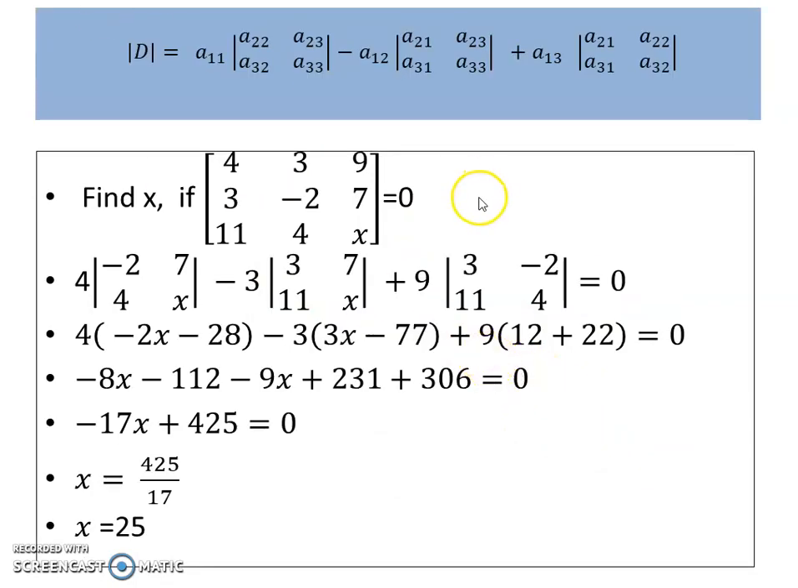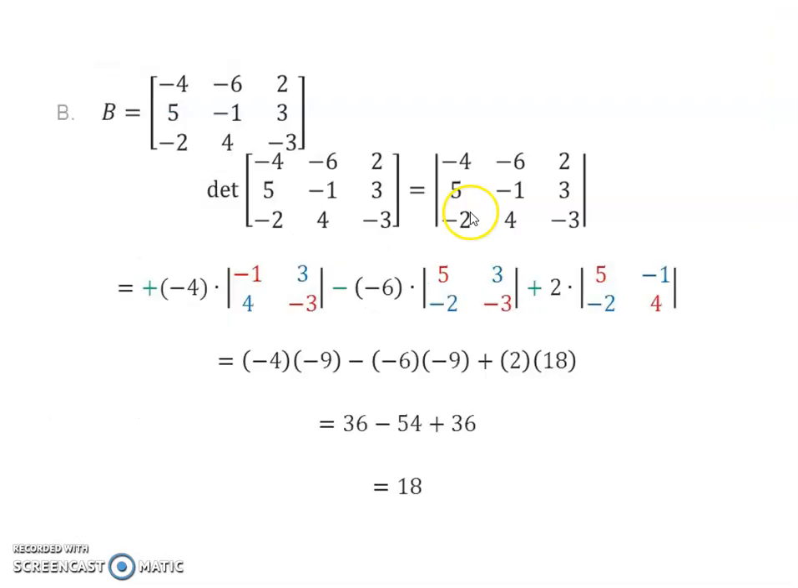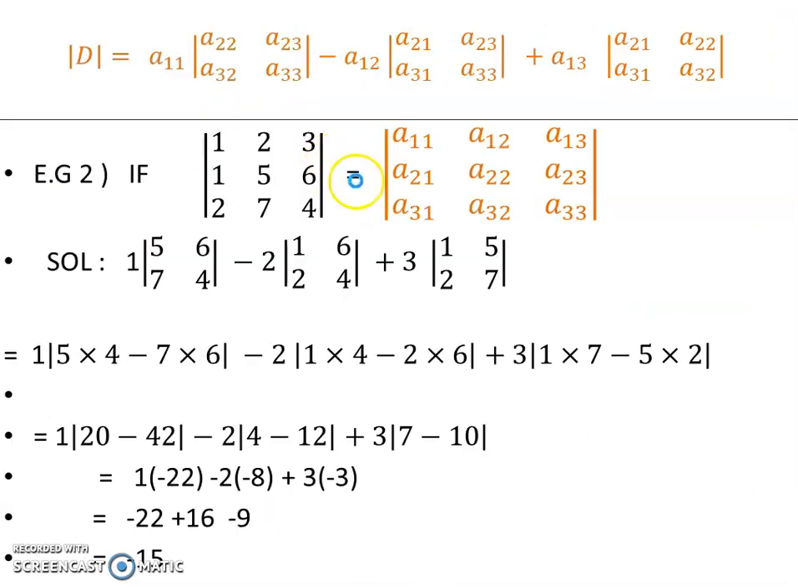To continue the examples, we should take an example based on this. How is it possible? I write the general term. So find the x, where 4 3 9, 3 minus 2 7, 11 4 x equals 0. In the right hand side they gave 0, but in the previous example they gave a direct evaluation of the value of the determinant. So be careful about this step.